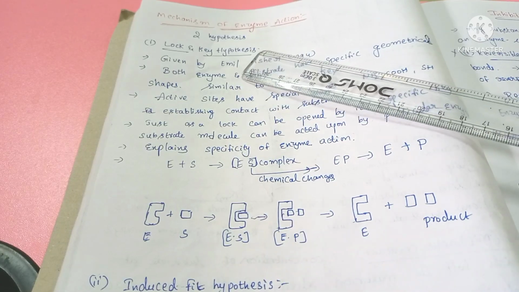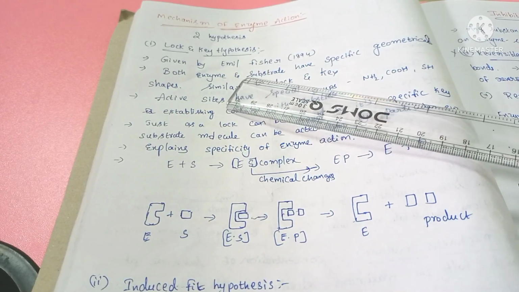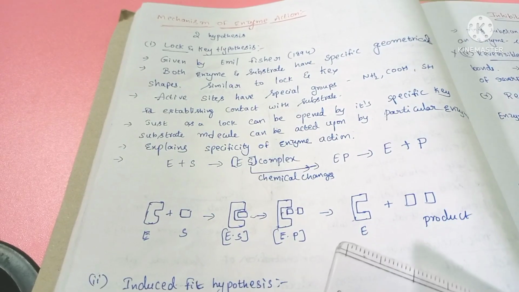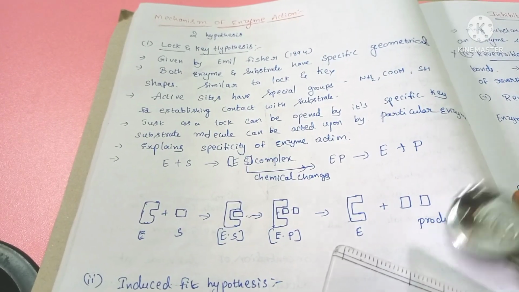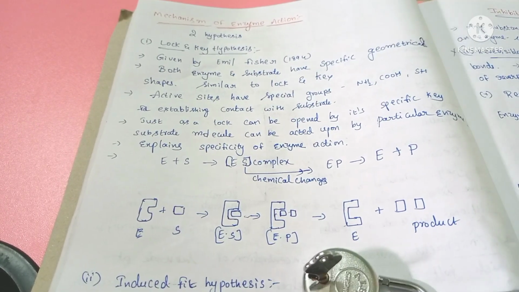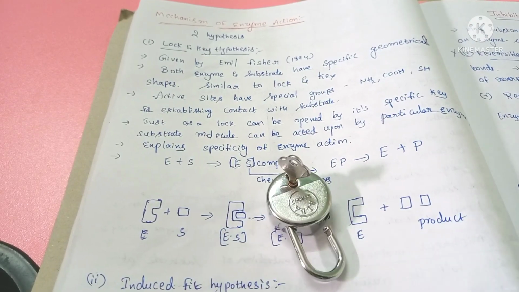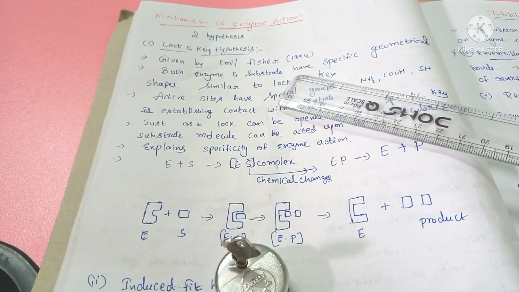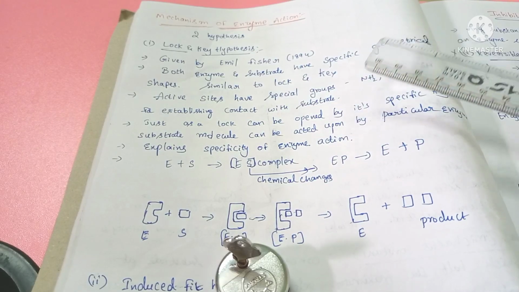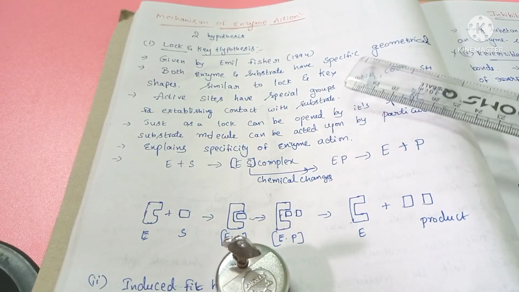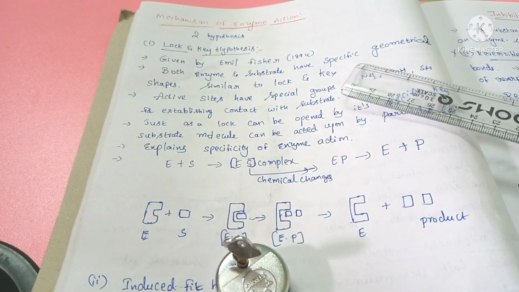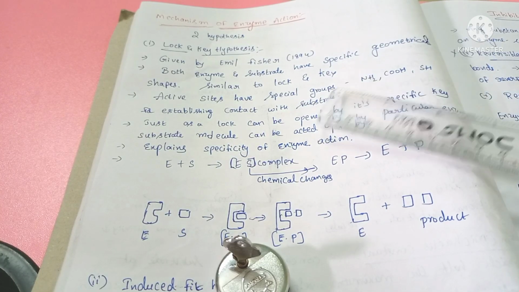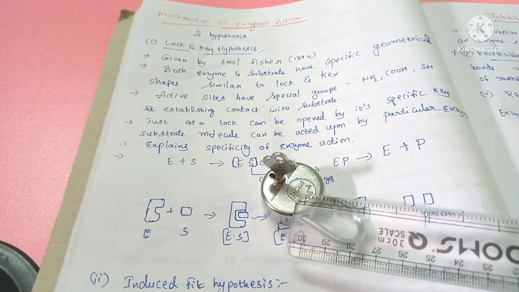Lock and key hypothesis. This hypothesis was proposed by Emil Fischer. Who proposed this? Emil Fischer. He proposed the lock and key hypothesis. According to him, both enzyme and substrate have specific geometrical shapes, similar to a lock and key.